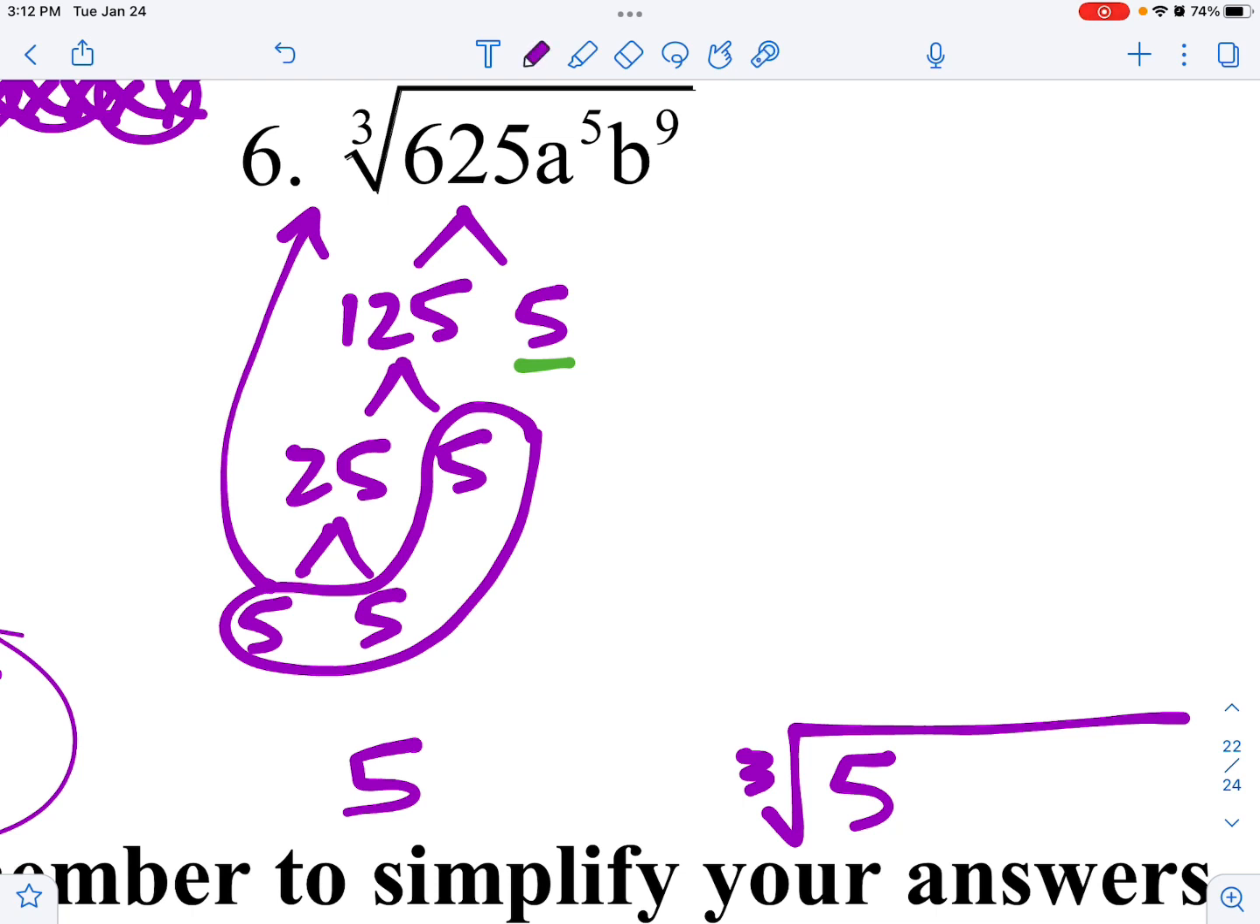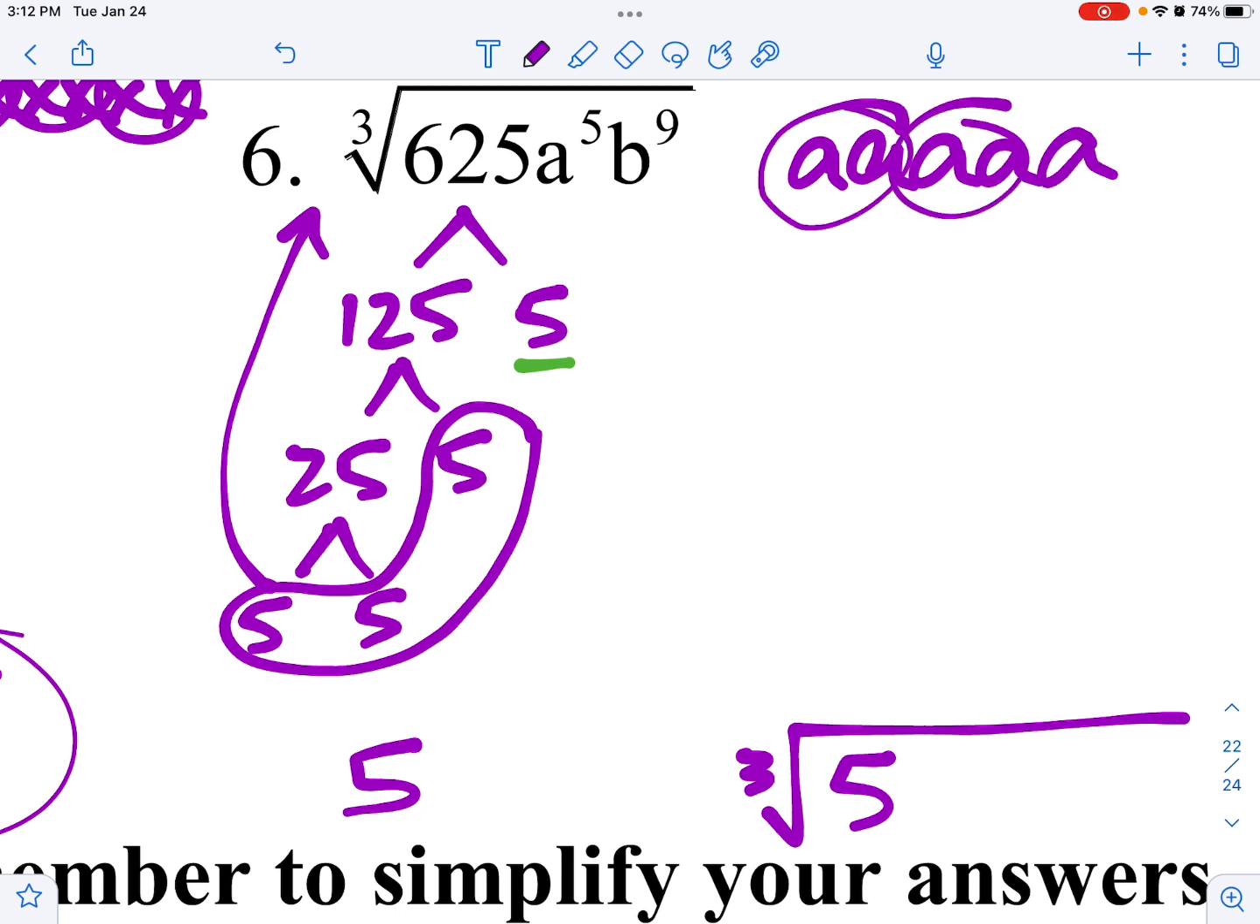Now let's look at the A's. I have 5 A's. Looking for groups of 2. There's one that has to stay in. So there's 2 that come out. And there's 1 that stays in. Now let's do the B's.